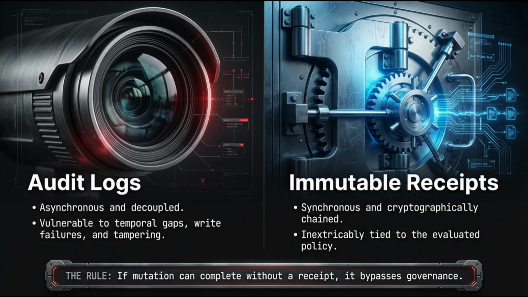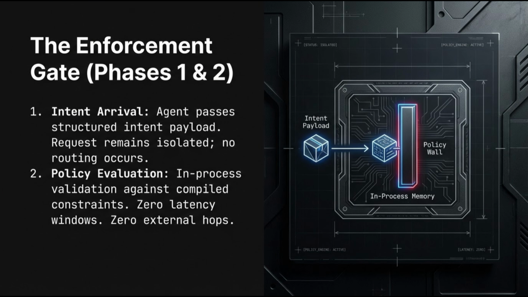Immutable receipts, by contrast, are generated synchronously and are cryptographically chained. They are inextricably tied to the evaluated policy version and the explicit cryptographic authorization required for execution. The defining principle is this: if a mutation can complete without a receipt, it can complete without governance. Because the system requires synchronous receipt generation before finalizing the mutation, no action can ever occur off the books. This is not observability. This is constraint. Here's where it gets interesting.